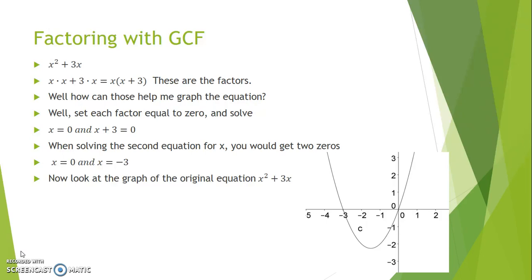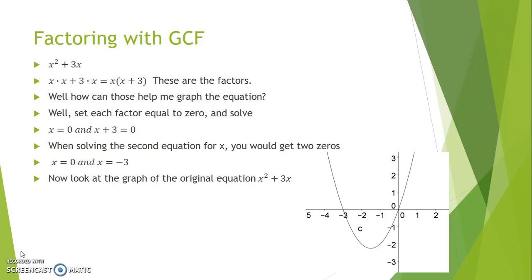So if I'm going to factor using the greatest common factor, if we started with the equation x squared plus 3x, I can factor x squared as x and x, and I can factor 3x into 3 times x. Both of these terms, and a term is anything separated by addition and subtraction signs, both of these terms have an x in it.